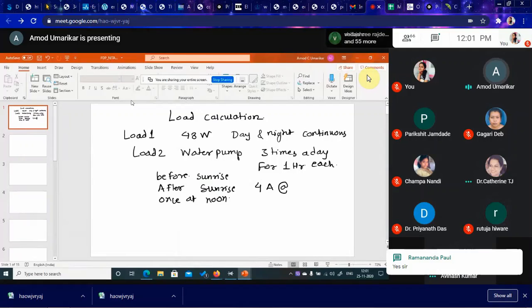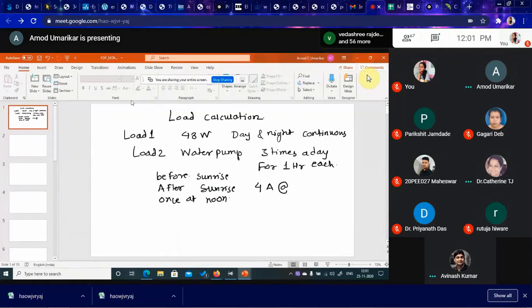Okay, so load 1, 48 watt, day and night continuous. Load 2, water pump, 3 times a day for 1 hour each. Before sunrise, after sunrise, once at noon. So this is 4 ampere at 24 volt DC. These are the 2 types of loads we have taken. So now let us plot in a day what is the load.